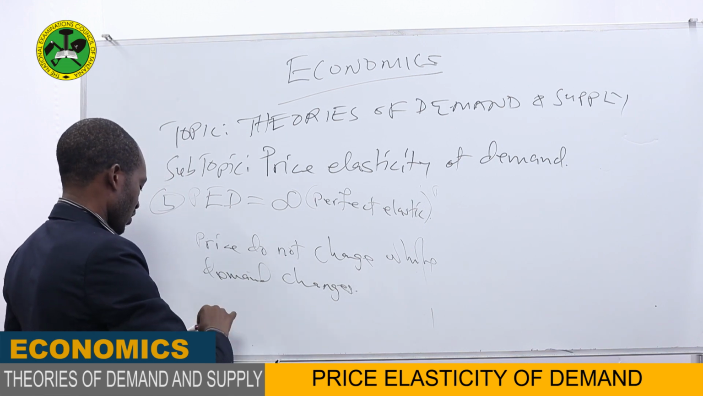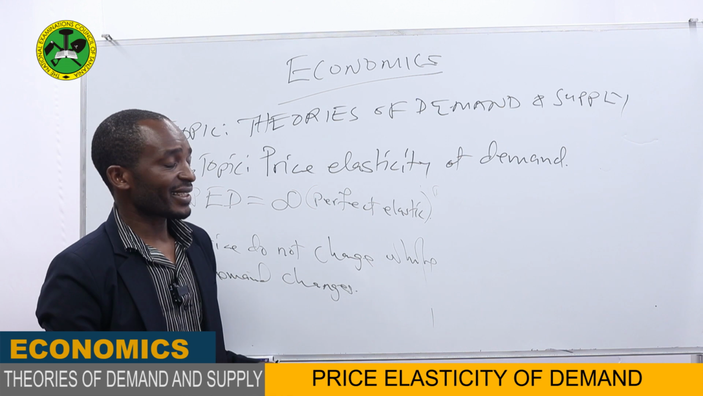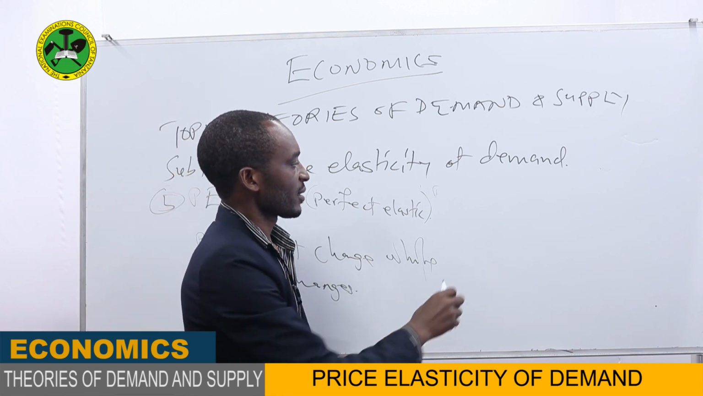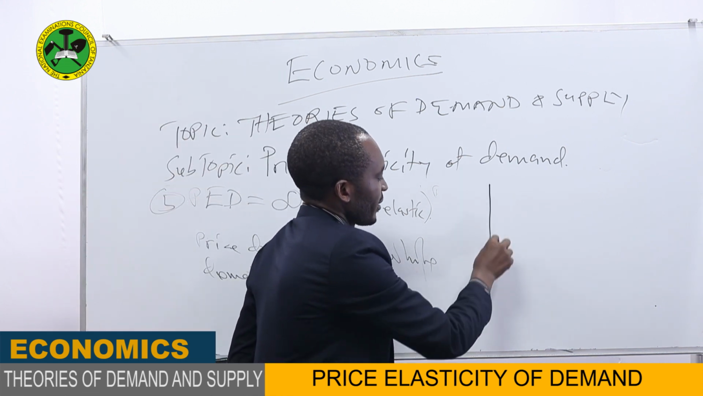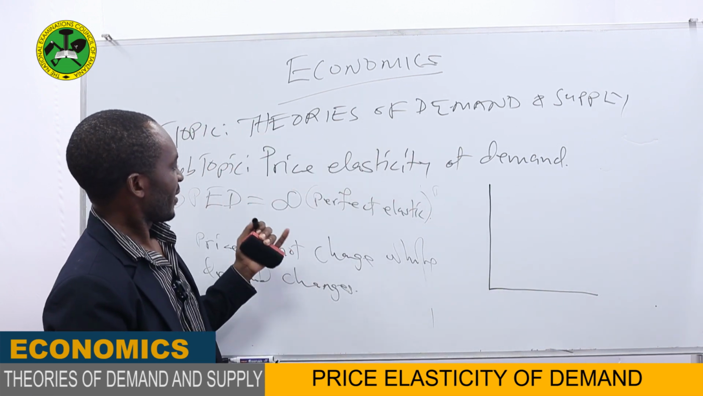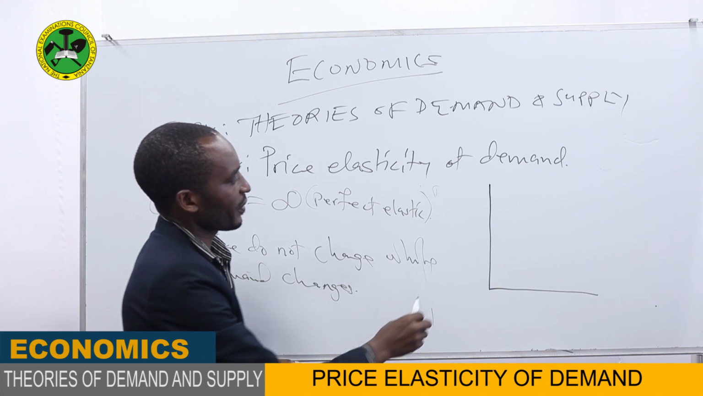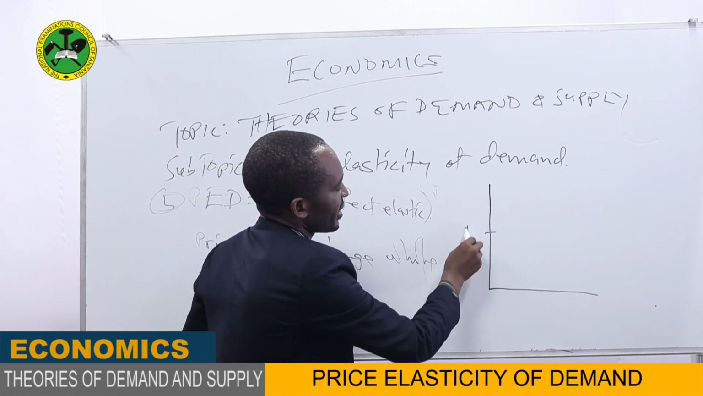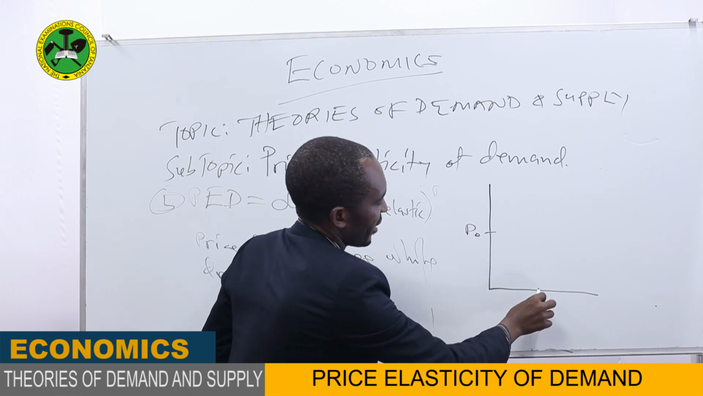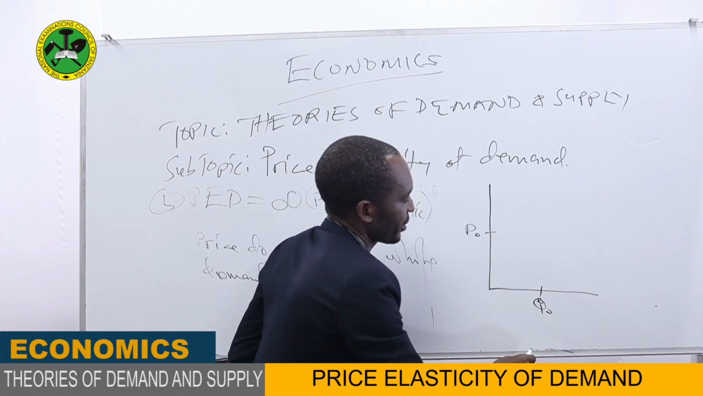So for the case of perfect elastic price elasticity, the price will not change, but demand will change. Therefore, assume our price is P naught and the quantity demanded is Q naught.